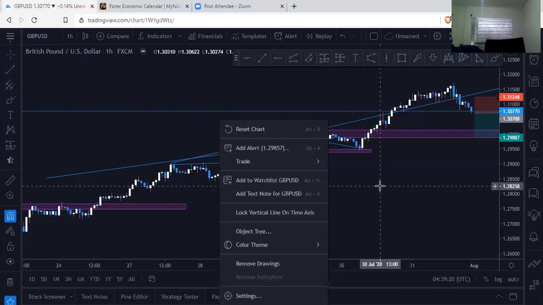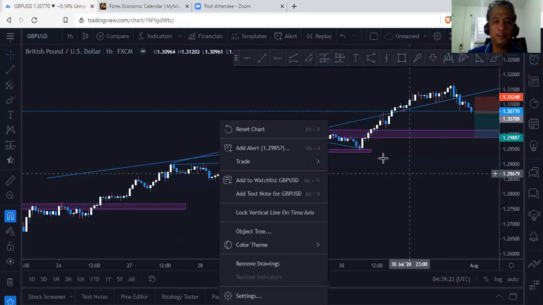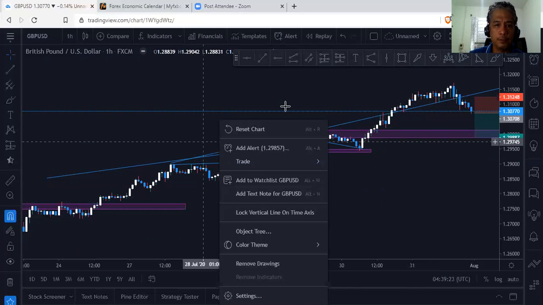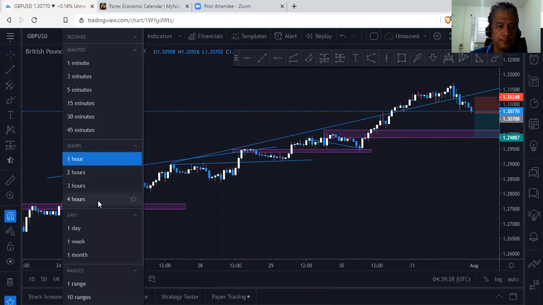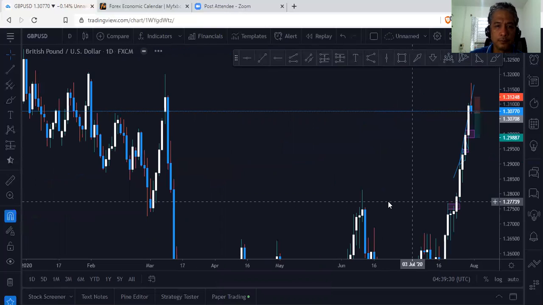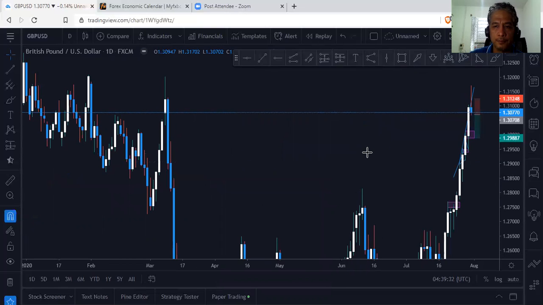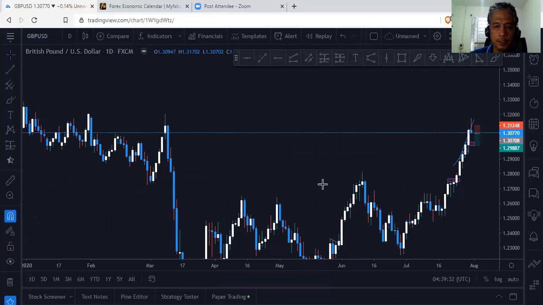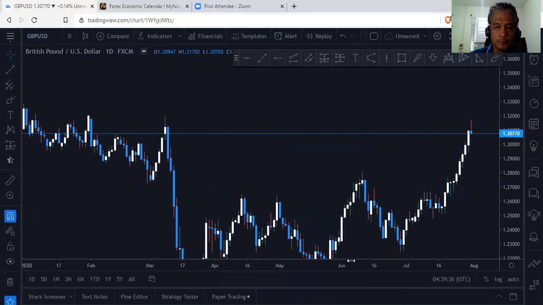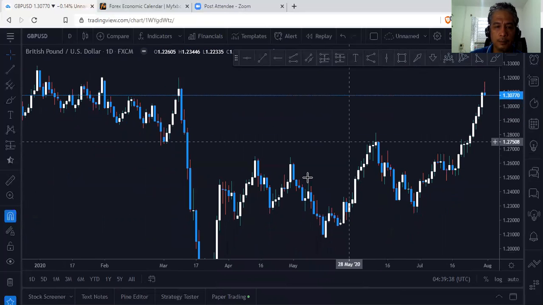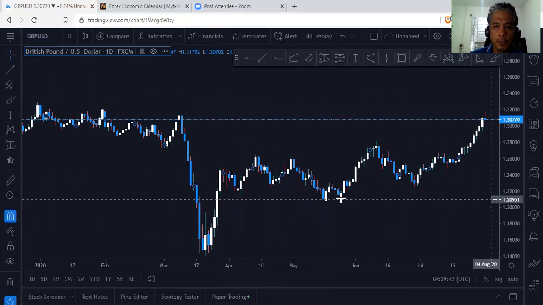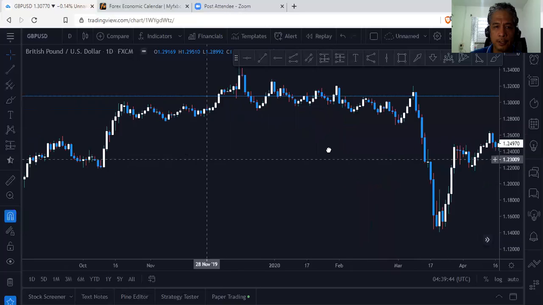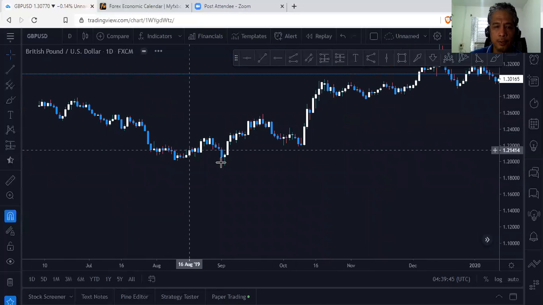Okay. All right. So I'm going to delete all my screen. Then I'm going to change to daily time frame. Okay. Erase all the drawings. Okay, I remove all the drawings. We'll look for the M wave pattern. So we will begin from here.